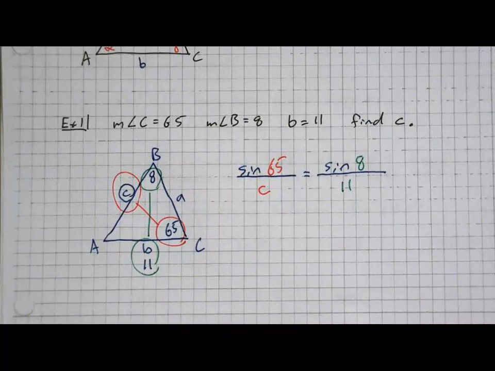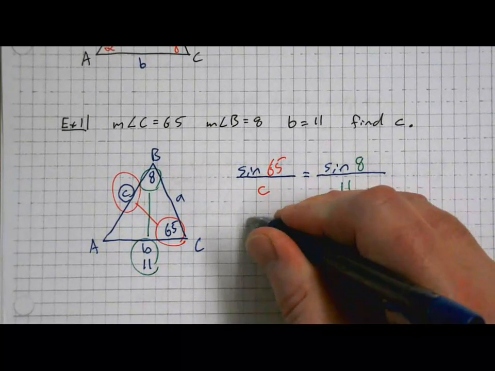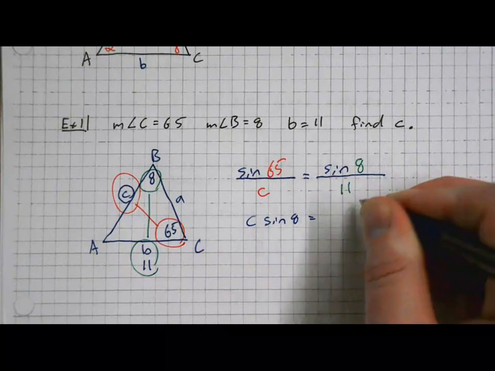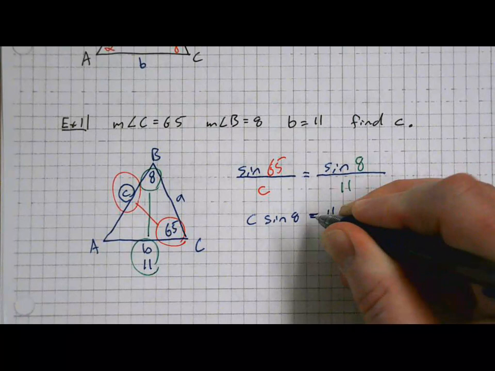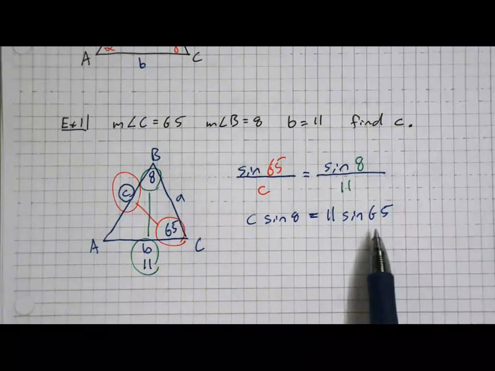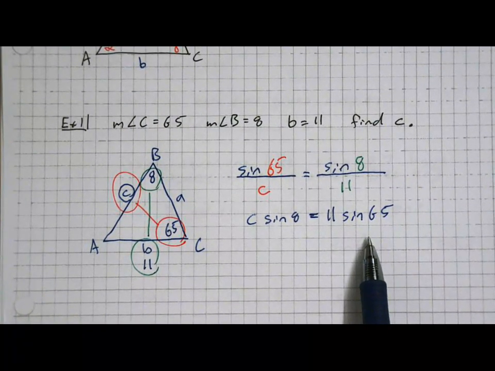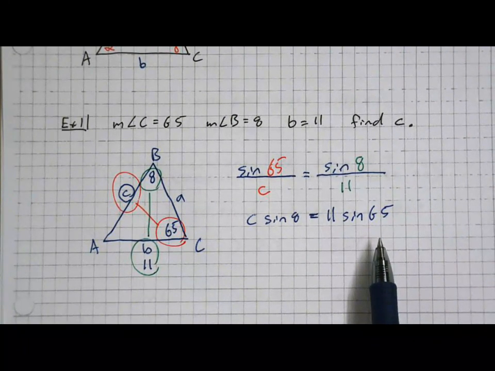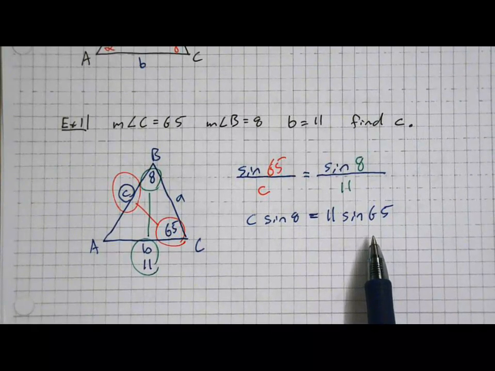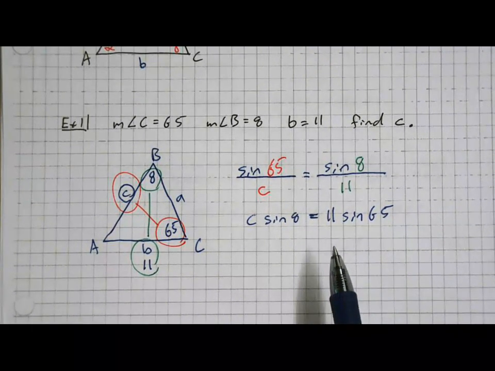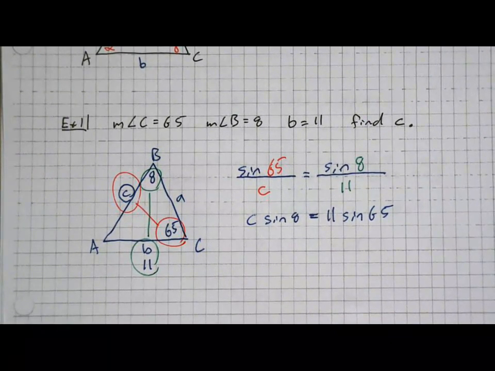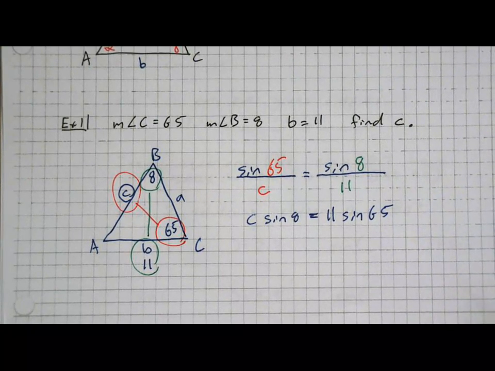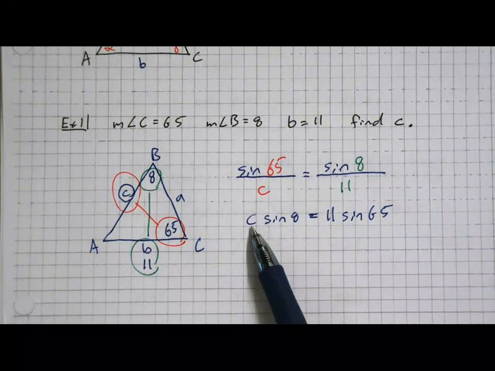So let's cross multiply. So I'm going to go C times sine 8 equals 11 times sine 65. Anybody tempted right now to type 11 sine 65 in their calculator and change that into a decimal answer? Some people are. Thanks for being honest. We are not going to do that. Please stop hitting buttons in the calculator if that's what you're doing right now. We're not going to round in the middle of a problem. We're going to wait until we get C by itself, and then we'll put everything in the calculator all at once. Okay? So let's solve this and get this C by itself.